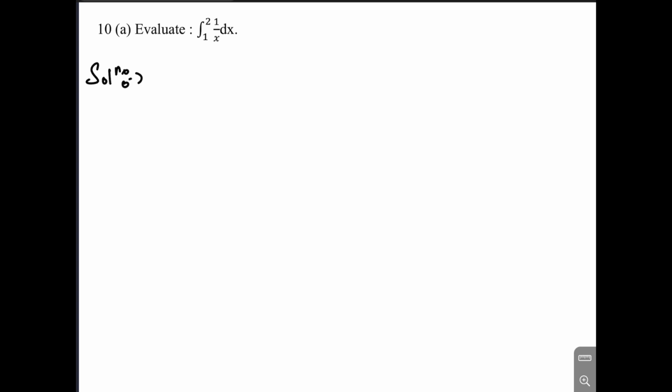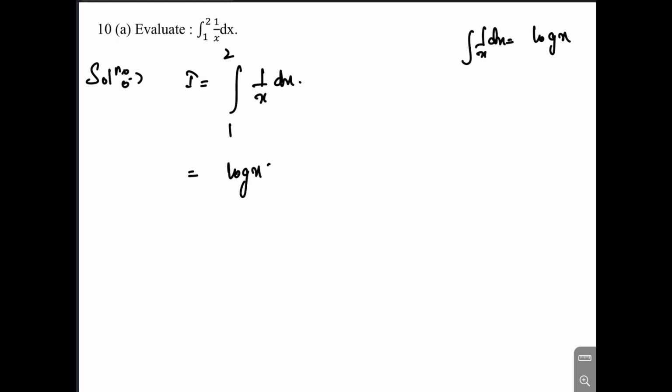Next problem, let I equal integration 1 to 2 of 1 divided by x dx here. So integration of 1 by x dx equals log x, we know. So log x, here limits are 2 and 1. So we can substitute the limits here. Log 2 minus log 1. We know that log 1 is 0.